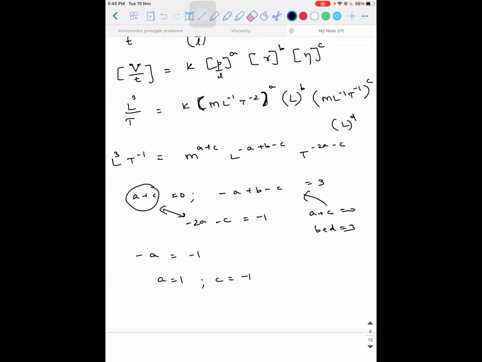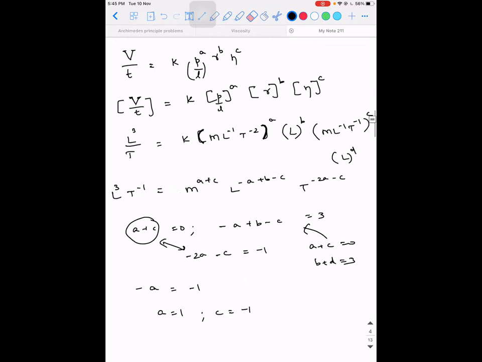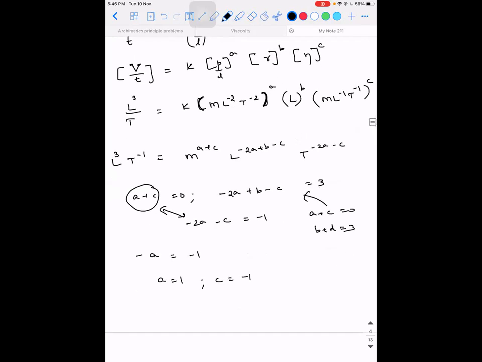That means dimensions are also changed. So here it will become L power minus 2. So I'm making all the corrections, L power minus 2. So it will become L power minus 2A plus B minus C. So T power minus 2A minus C, right? So A plus C is 0, okay. Minus 2A plus B minus C is 3. And minus 2A is minus 1. So A is 1, C is minus 1.